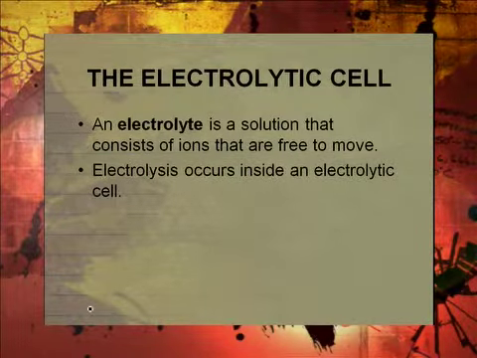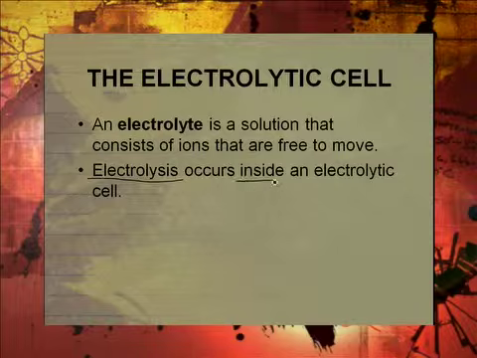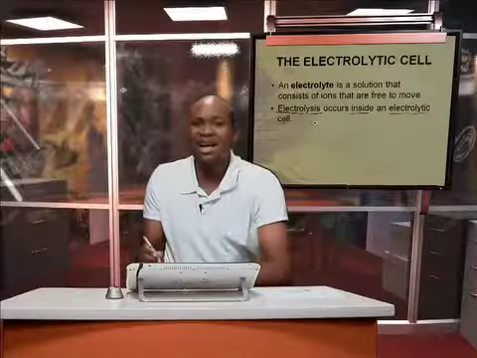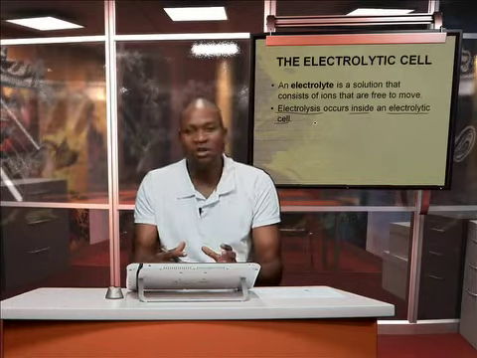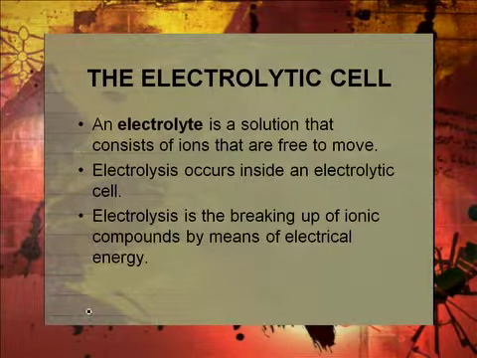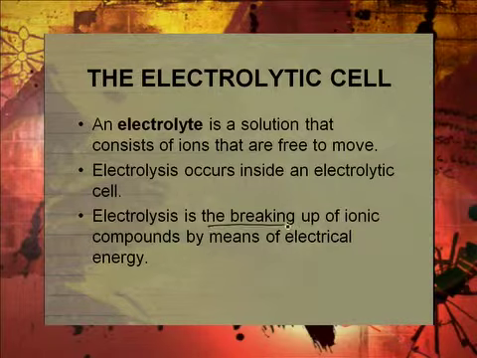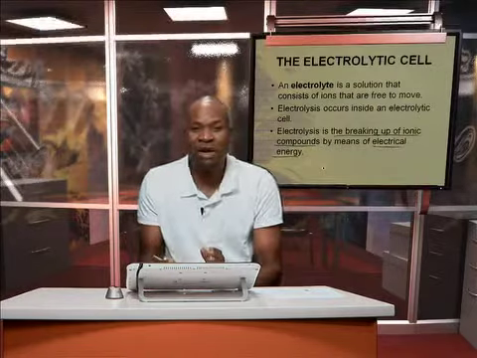Electrolysis, on the other hand, which is something you must understand here, occurs inside an electrolytic solution. So when we talk electrolysis, we can't have electrolysis occurring anywhere else. We need to have an electrolyte for us to have electrolysis happening. And what is electrolysis? Electrolysis is the breaking up of an ionic compound by means of electrical energy. So you make use of electrical energy to break up an ionic compound.